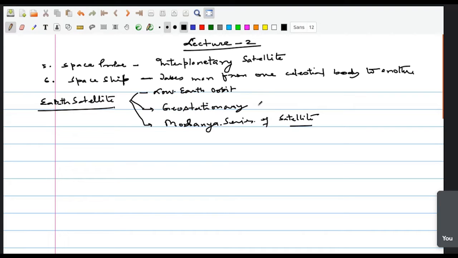So geostationary satellite, as you know, the time period is the same as that of the Earth. So Earth rotates on its axis, and how much time? Once. Anybody?